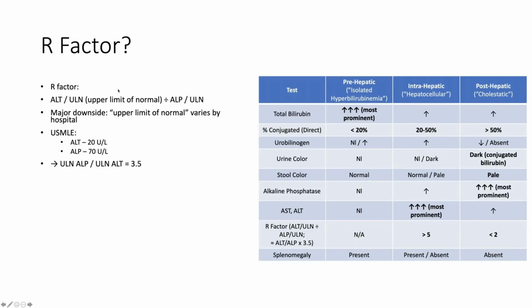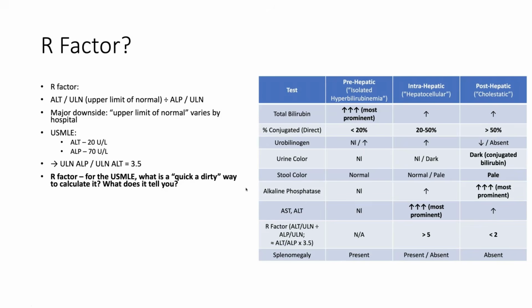So if you do the math, you're dividing by something, so if you flip this, the upper limit of normal of ALK-Phos ends up on top, and the upper limit of normal of ALT ends up on the bottom. And if you look at the ratio of these, it ends up being 3.5 for the USMLEs. Again, for your particular hospital, it will be different, but for the USMLEs, I did the math and it's 3.5. I don't think I did a very good job of explaining it, so you probably couldn't follow this, but we'll see.